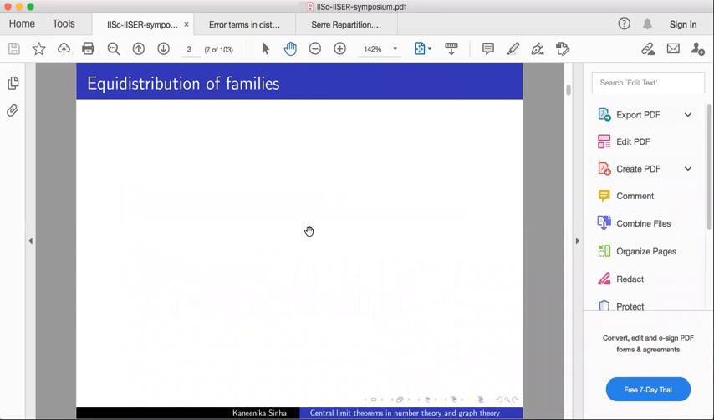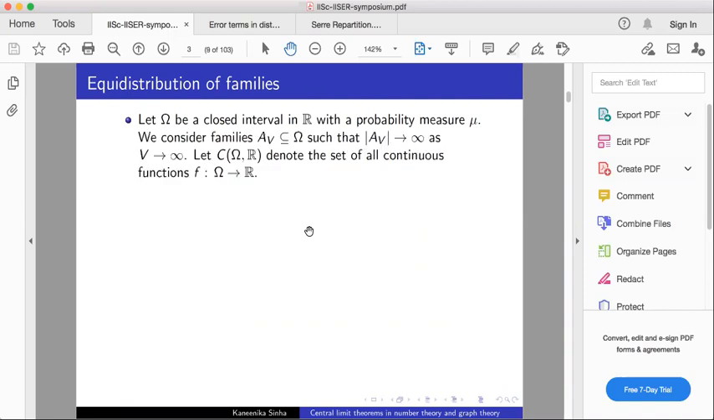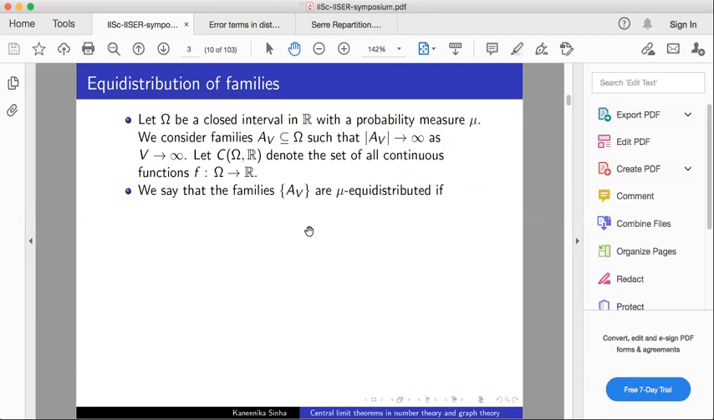So here are the general principles in a nutshell from Serre's paper. Let us take any closed interval in R with a probability measure mu. We consider families lying in this closed interval, omega, in such a way that these are finite families, but their size goes to infinity as the index set capital V goes to infinity. And we let C of omega comma R denote the set of all continuous functions on this omega. We say that these families are equidistributed with respect to the measure mu, or shortly, mu equidistributed, if for any continuous function f on omega, the average value of the function as we run over all the lambdas lying in A sub v converges to the integral of f with respect to the measure mu. If this is true for every continuous function, we say that the families are mu equidistributed.